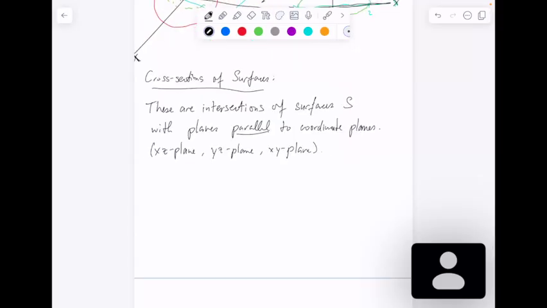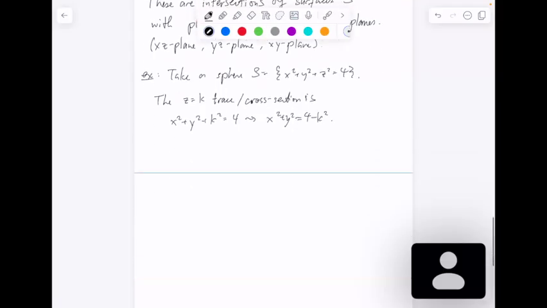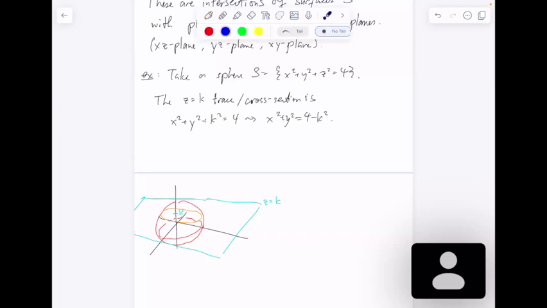And what this means visually is take a sphere, S, let's say x squared plus y squared plus z squared is equal to 4. The z equals k trace, or cross section, is x squared plus y squared plus k squared is equal to 4. In other words, x squared plus y squared is equal to 4 minus k squared for constant k. And what this gets you is you have a sphere, and you're intersecting it by planes z equals k. All right, so this plane is parallel to the xy plane. And what this gets you are circles.